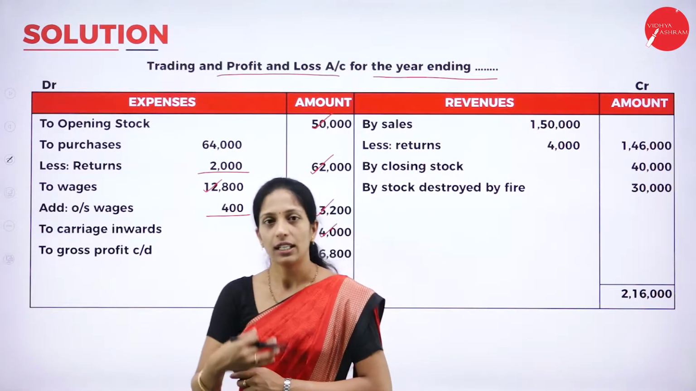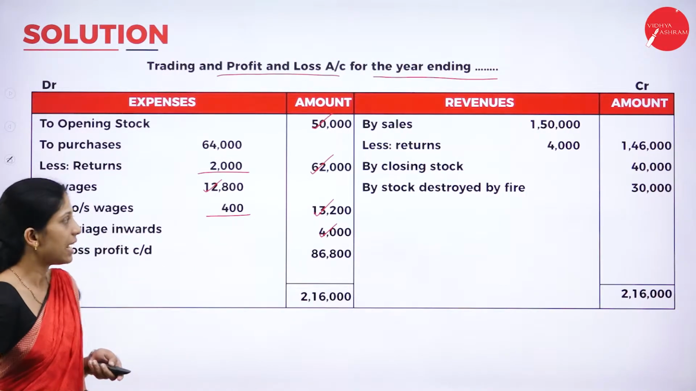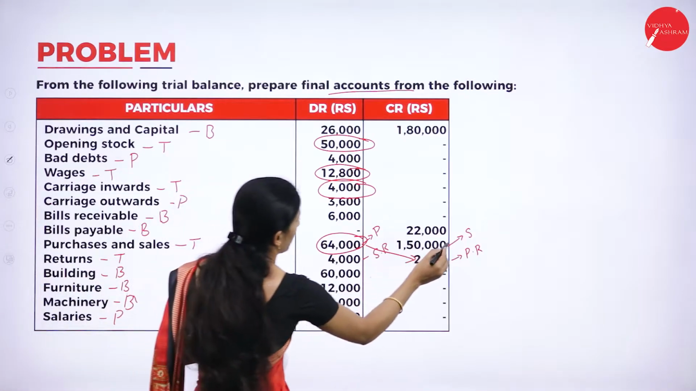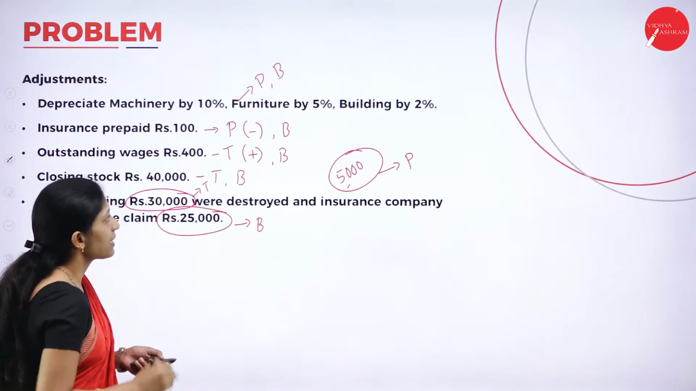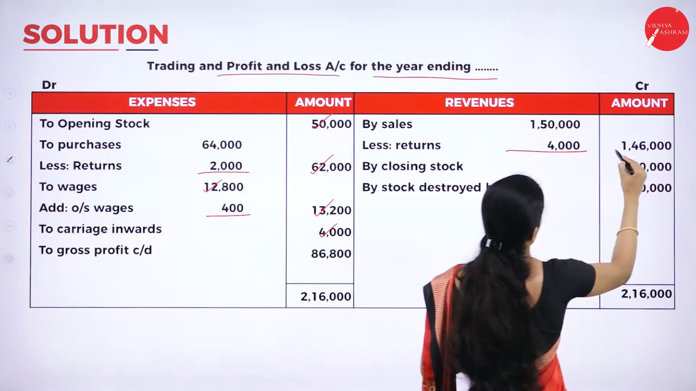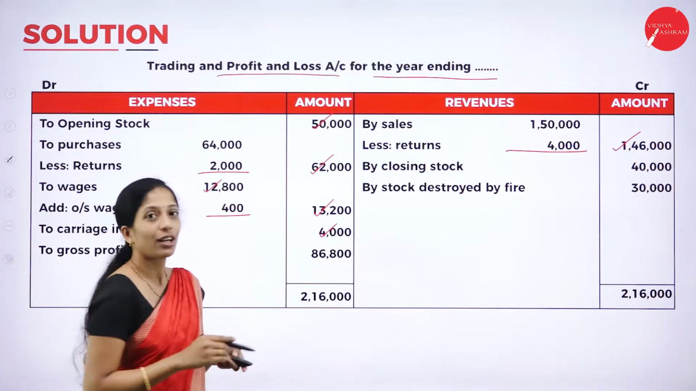Now, come to the credit side. So, what do we record on the credit side? By sales less return. So, what is the sales? Yes, sales is 1,50,000 minus return 4,000. So, sales minus returns, 1,50,000 minus 4,000, so outer column 1,46,000.